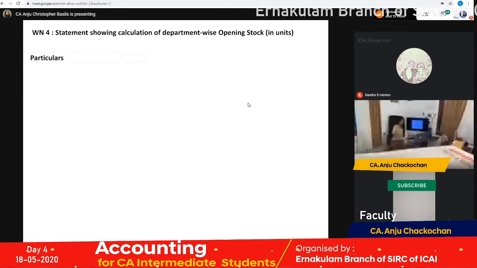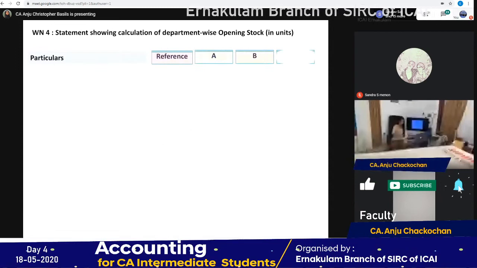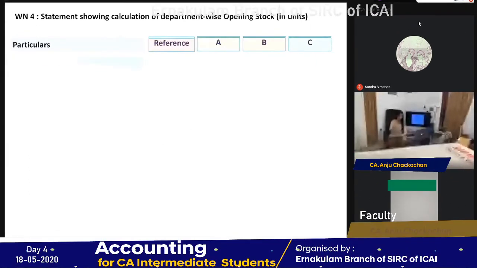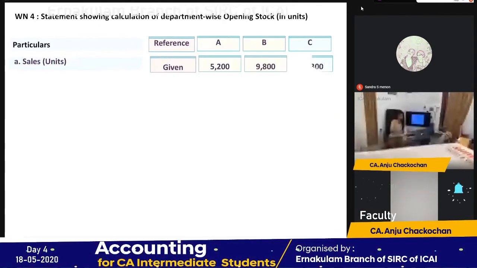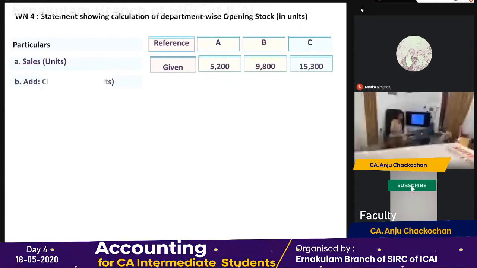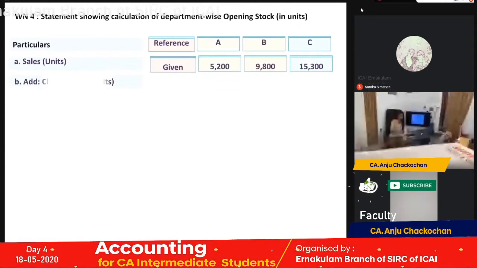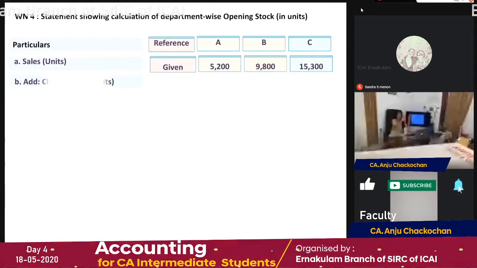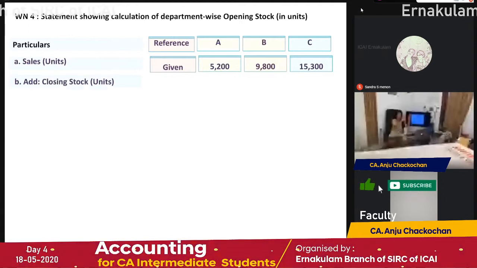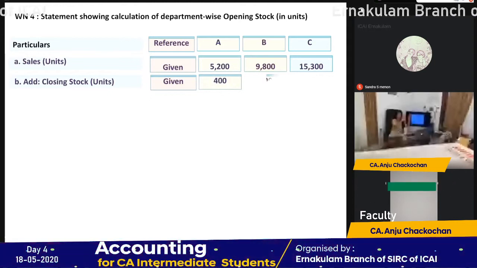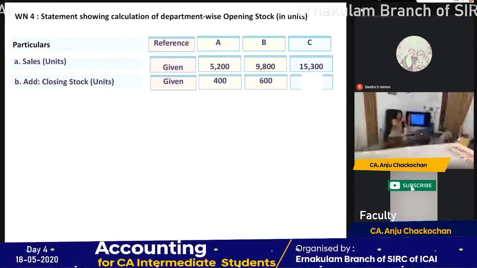Okay, so it is a statement to compute the opening stock. We have the particulars column, we have the reference, and we have it for all the three departments, Department A, B, and C. So the sales units is straight away given in the question: 5,200 for A, for B it is 9,800, and for C it is 15,300. And we just have to add closing, because opening plus purchases minus closing, you get the sales. So to sales, you have to add the closing stock. The closing stock units are also given in the question: for Department A it is 400, for Department B it is 600, and for Department C it is 700.